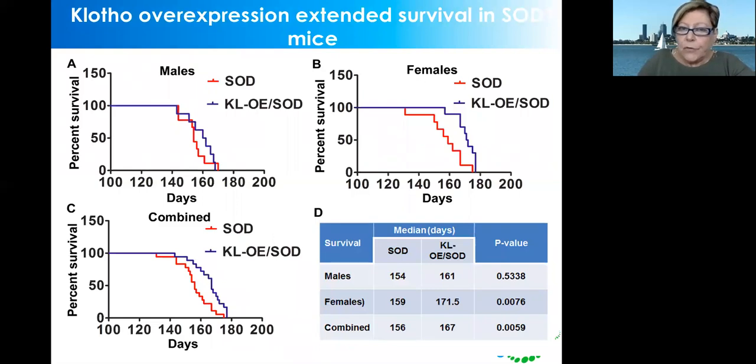Also, Klotho overexpression extended survival in these SOD mice. Those are mice that have a very aggressive form of the disease, but we did prolong their lifespan by maybe 2 weeks. It's not a lot, but if we translate it to human time, it will be something like 6 months.